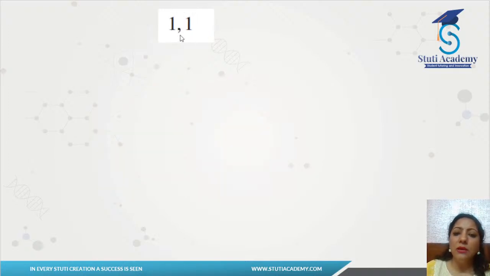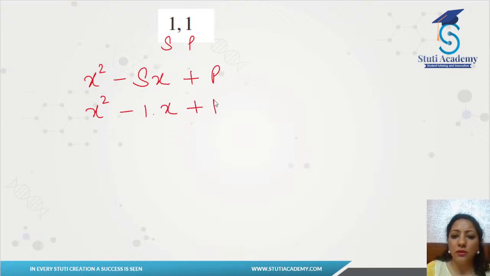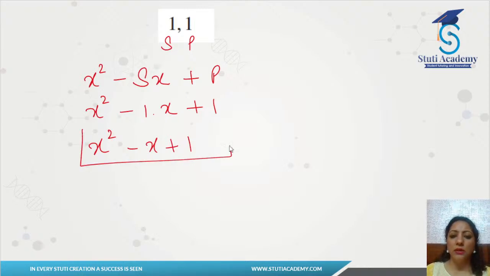Now comes the next one, 1 and 1. So this is the sum, this is the product. We know the formula, x square minus sum of the zeros into x plus product of the zeros. x square minus 1 into x plus 1. So I have replaced s and p by 1 and 1. So this is x square minus x plus 1. 1 into x is x only. Even if you don't write 1 here, that's okay. It will not make any difference. So this is the required polynomial.